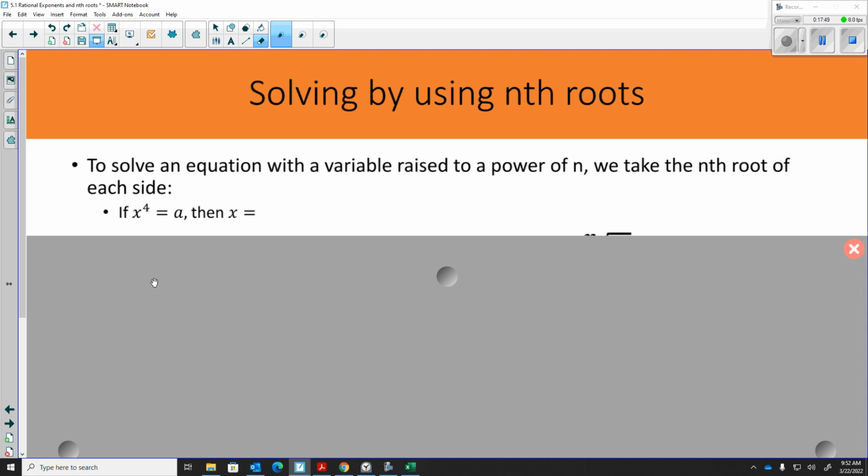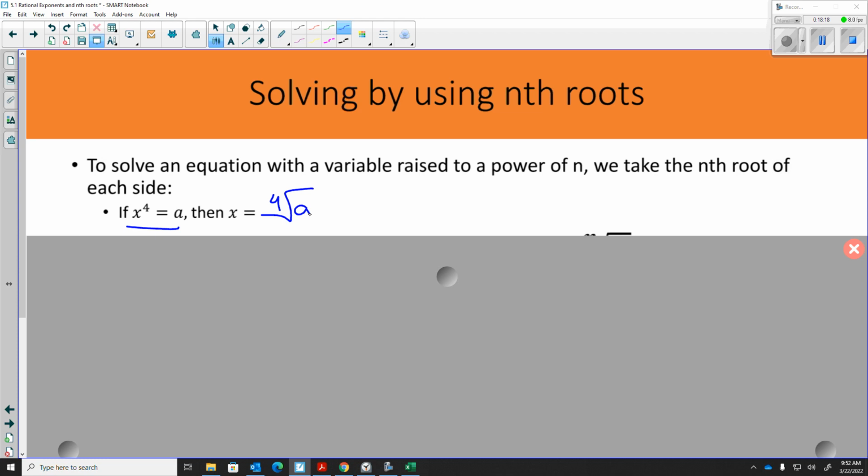If you're going to solve an equation, we already talked about this. If you want to solve an equation and it has some kind of exponent, you just have to take the root that corresponds with that exponent, right? So if you're going to solve this, what are you going to do? You're going to take a fourth root. It would be the fourth root of a. That's how you would solve that.